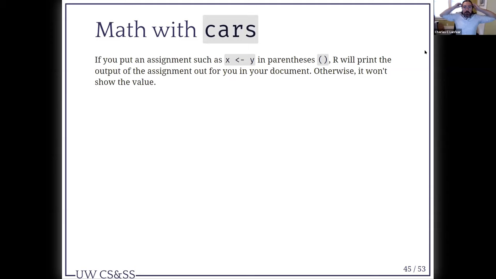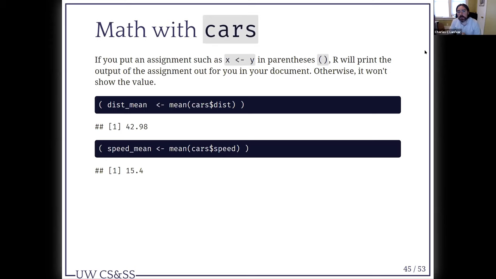Okay, what does it say? Math with cars. If you do an assignment, like you assign to x something like y, and you put it in parentheses like this, it will print the output of that assignment to show in your document at the same time it does it. This is just a way to save some space so you don't have to assign to distance mean the mean of this and then print it again. You never have to use it, but it's just a way for me to save a line of text.